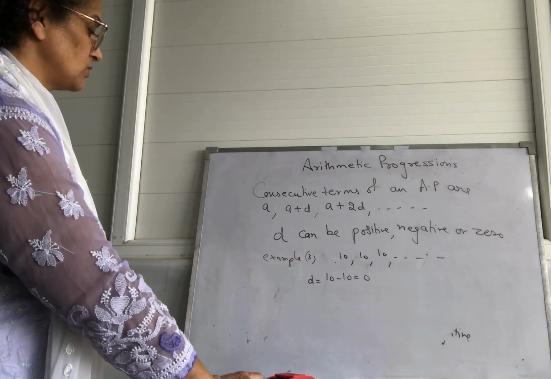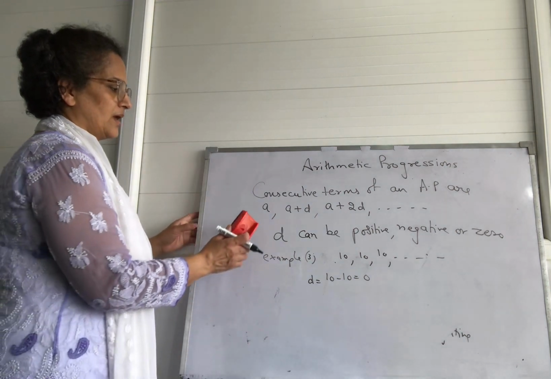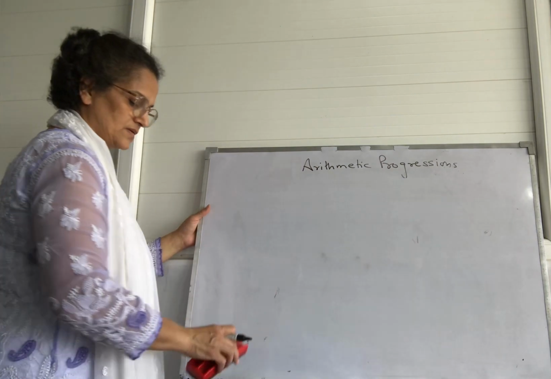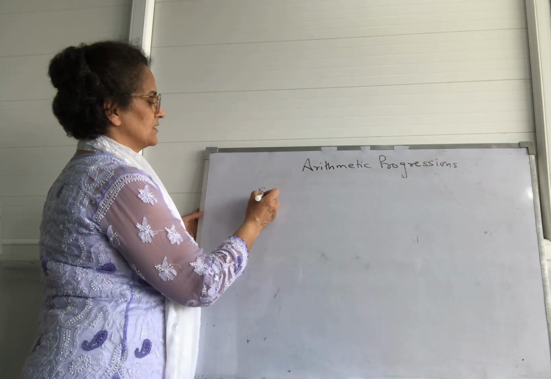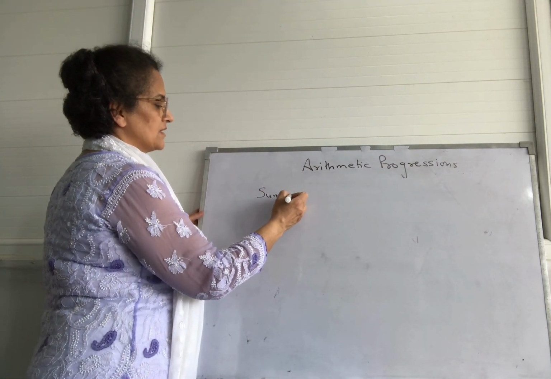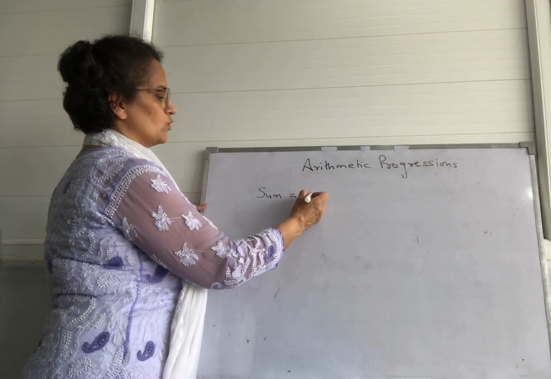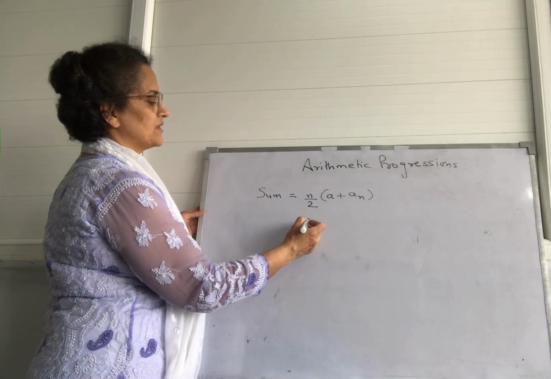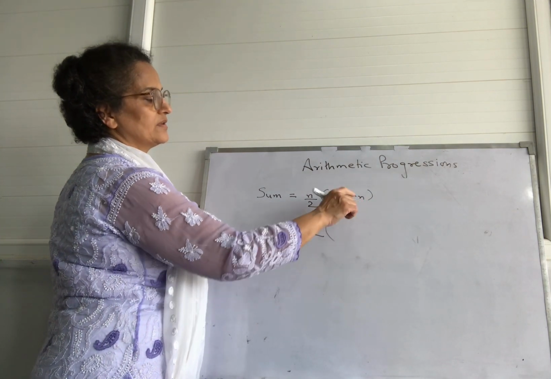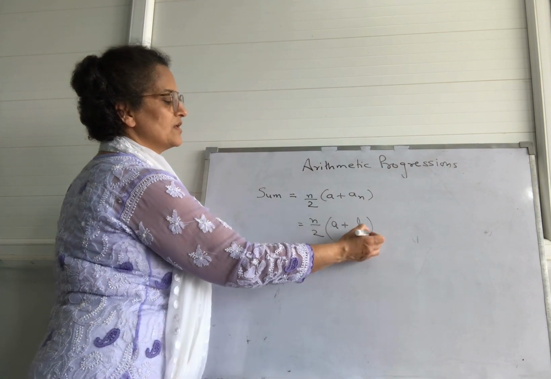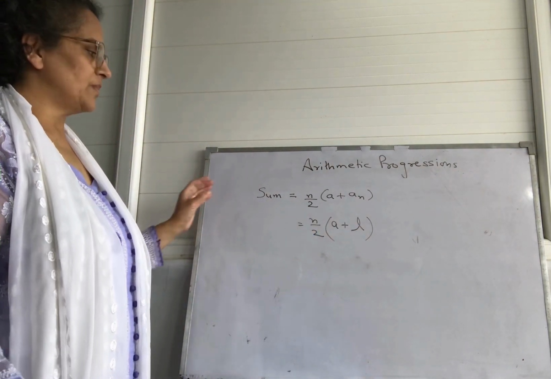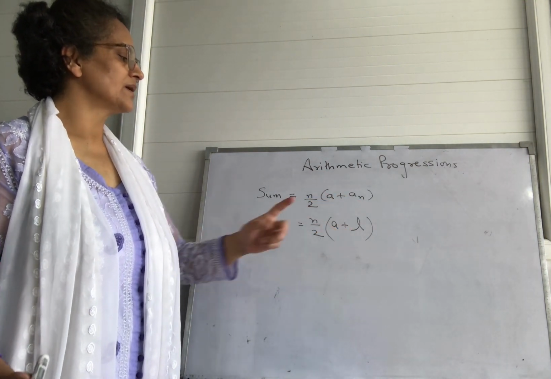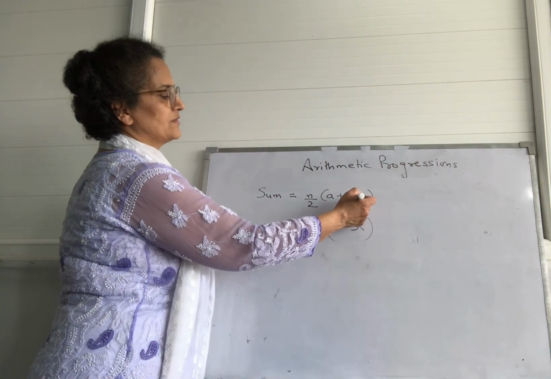Now let's talk about the sum of the AP. If a given AP is there, how do we find the sum? Sum will be n by 2 times A plus an, and sometimes you label this term as the last term. So you can say sum will be n by 2 (A plus an). And this is the first way to write it.